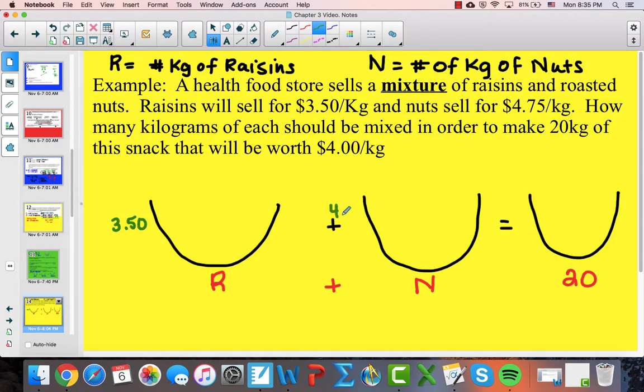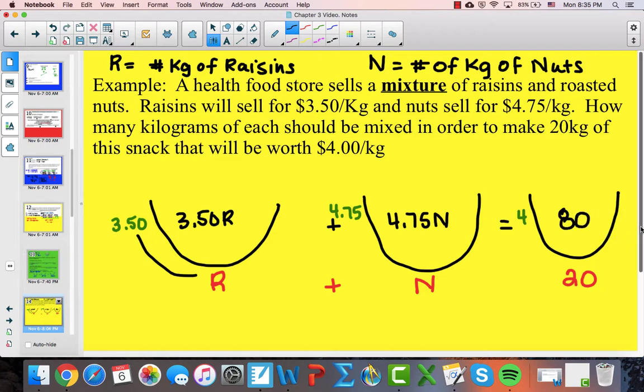Nuts sell for $4.75. I put that here. And we want the mix to be $4. Now, here's the additional step we have to take. We actually have to multiply those values to the raisins and the nuts. So I do 3.50 times R, these two, and I get 3.5R. 4.75 times N gives me 4.75N. And then 4 times 20 gives me 80.